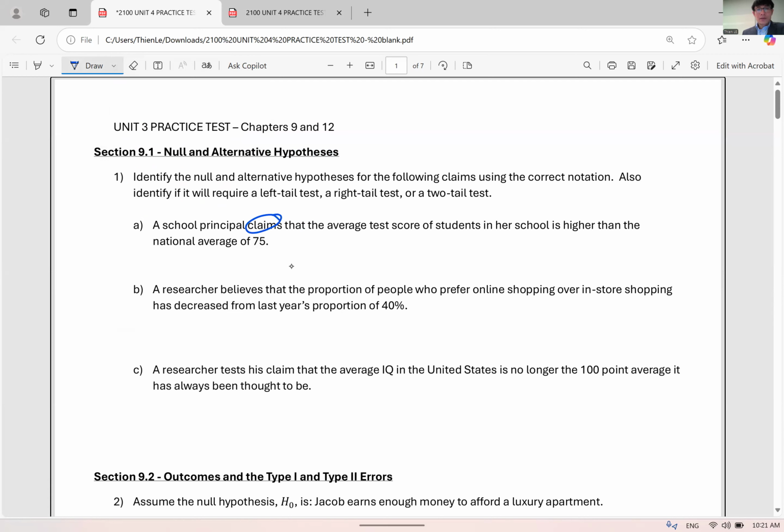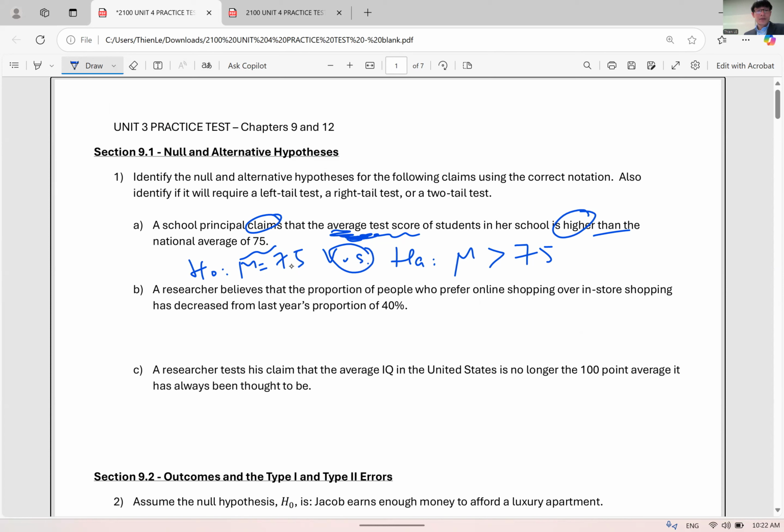So the claim here, which is the thing we want to support, is about the average, right? So we are talking about the mean: the average test score of students in her school is higher than the national average. If you denote mu as the average test score per student in her school, the alternative we want to support would be mu greater than 75, because it's higher than the national average, 75. And the null would be H naught: mu equals 75, right?